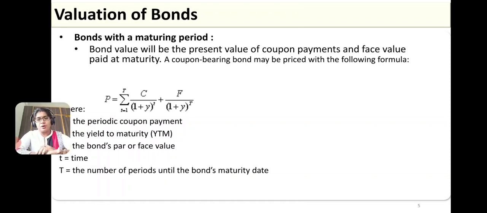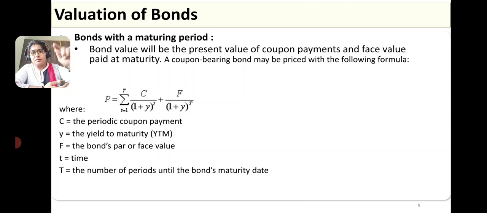So there's a simple formula. P, the present value of the bond, is equal to the summation of C divided by (1 plus y) to the power of t, plus F divided by (1 plus y) to the power of t. Here, C is the periodic coupon payment. I said I'm going to receive 1,000 interest every year, for example. So that 1,000 becomes the coupon payment, or C, in this case.